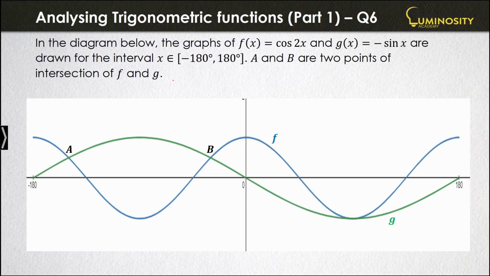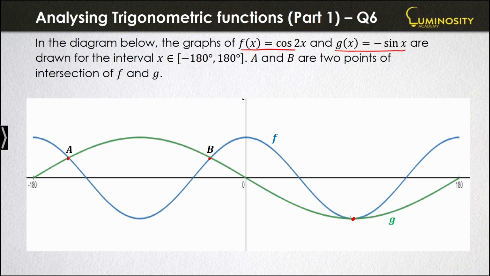Let's have a look at question 6. We're given two graphs below in the diagram. Graphs of f of x equals cos 2x and g of x equals negative sine x. These are drawn between negative 180 and 180 degrees. They also tell us A and B are 2 points of intersection of f and g. So here's one and here's another one. If you take a look at the graph, you can also see there's a third intersection point as well.